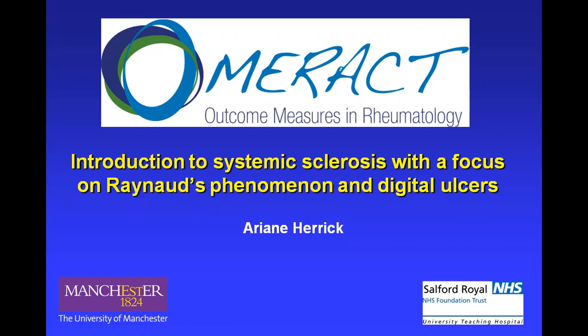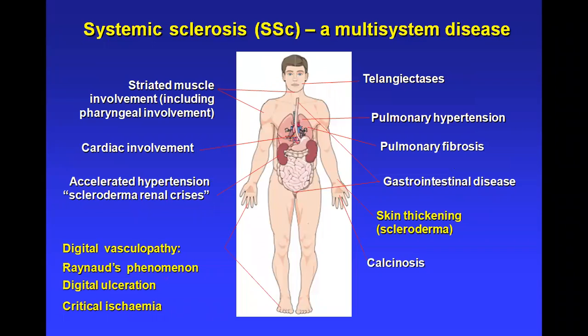I'm from the University of Manchester in the UK, and I'm very pleased to give a short introduction to systemic sclerosis with a focus on Raynaud's phenomenon and on digital ulcers. Systemic sclerosis is a multi-system connective tissue disease. It is often associated with major internal organ involvement, as demonstrated on this slide here. And it's the internal organ involvement which is responsible for the high mortality of the disease.